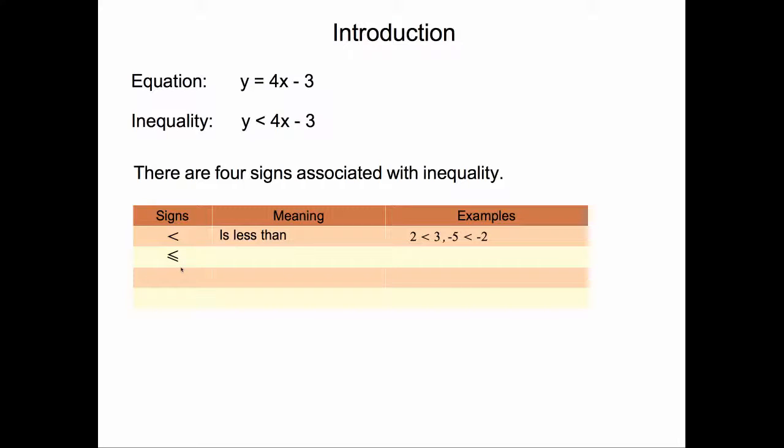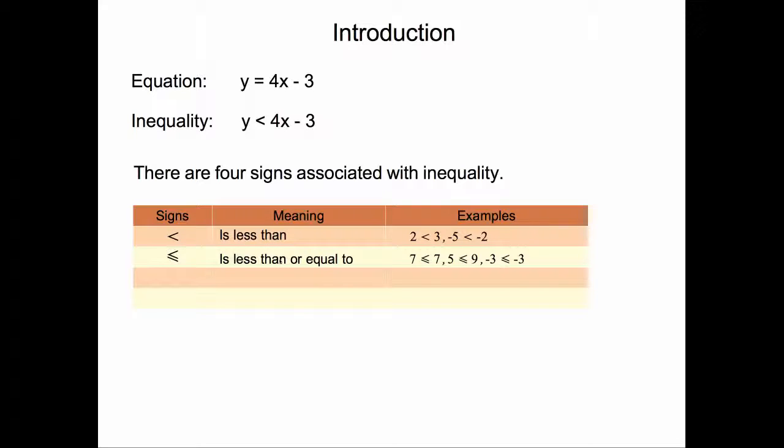Now, this symbol looks about the same except for the extra stroke. So what does it mean? It means less than or equal to. If we use this example, 7 is equal to 7. 5 is less than 9. Minus 3 is equal to minus 3. I think you get an idea from these 3 examples.